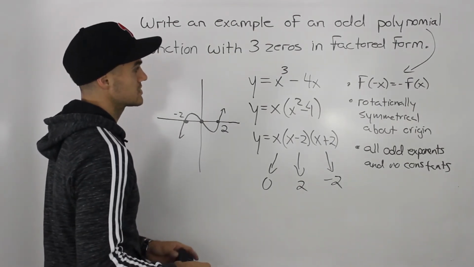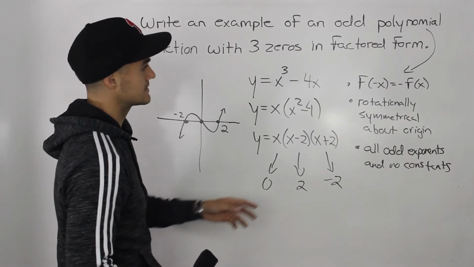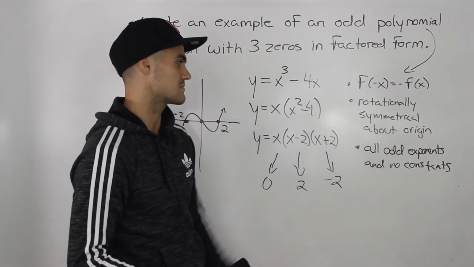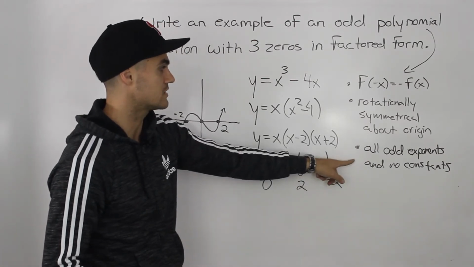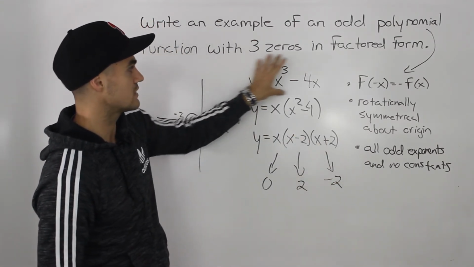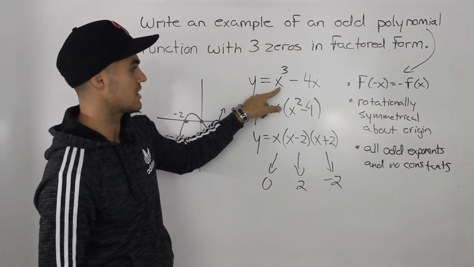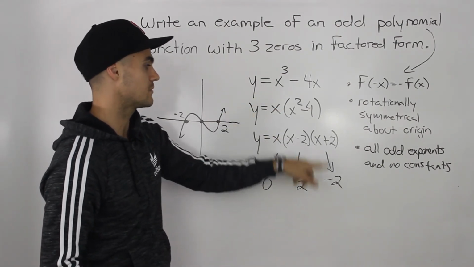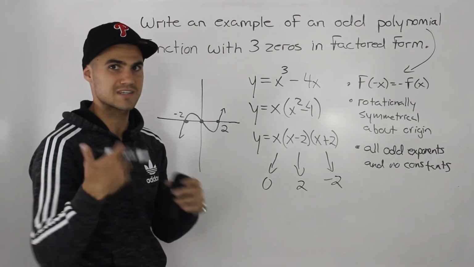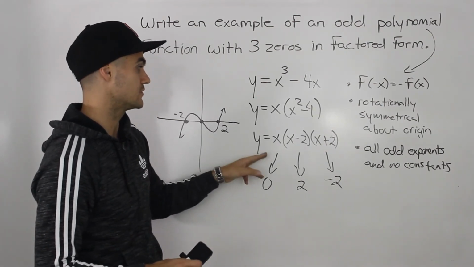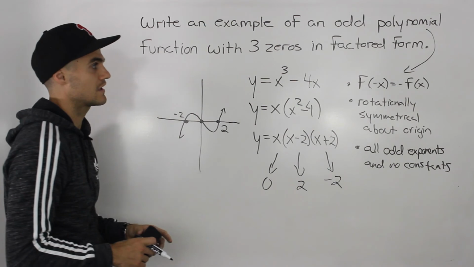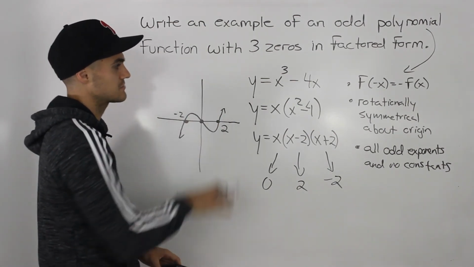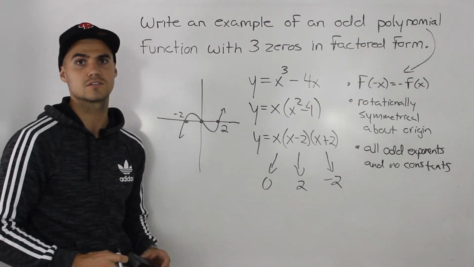Either way works. But the trick is getting all of these characteristics to match. So all of the exponents have to be odd for the expanded function, which they are. There's no constants. And when we factor it, we end up getting 3 zeros. And sometimes to think of that and to be able to get to that is fairly tough, hence why I thought this was a tough question. But once the explanation is given, it's not too bad.